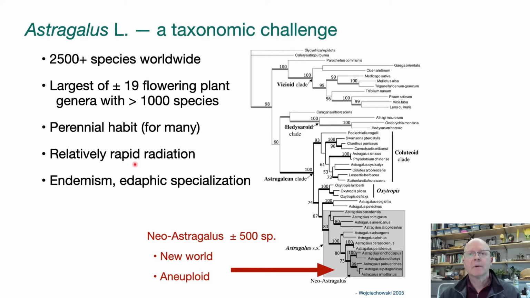You compound that with the relatively rapid radiation, in terms of a large number of species that have specialized on special soil types. We have narrow distributions, and so lots of specific niches that different Astragalus occur in. Some are widespread, but others are very narrowly endemic. And all these things add to the challenge of understanding relationships in Astragalus and understanding what's going on phylogenetically and taxonomically with this genus.